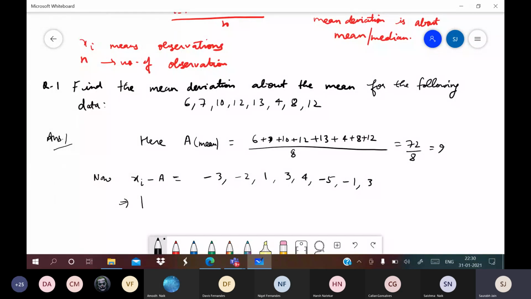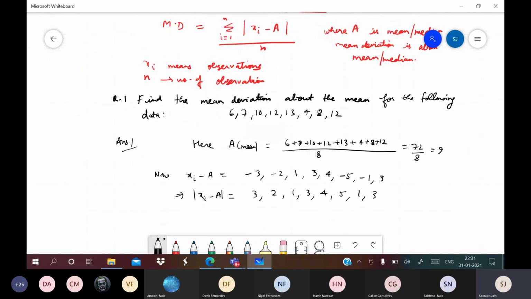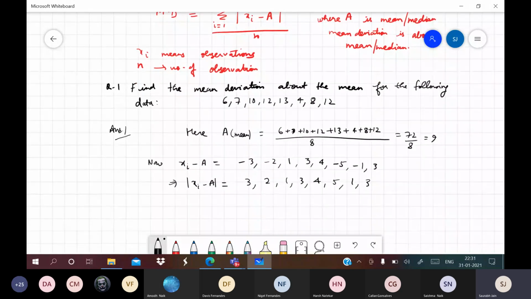Now we find the mod. So you all know what modulus is. When you find the modulus or absolute values, every value will become positive, right? You have to just follow some order. Nothing special, just put it in the formula. Now you have all the values of mod of xi minus A.